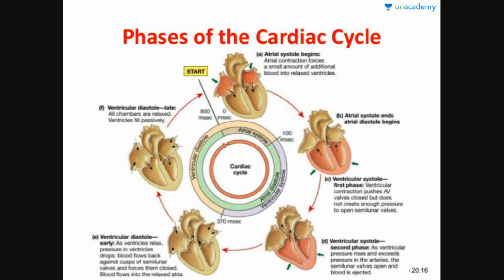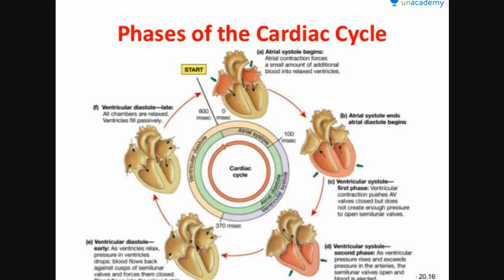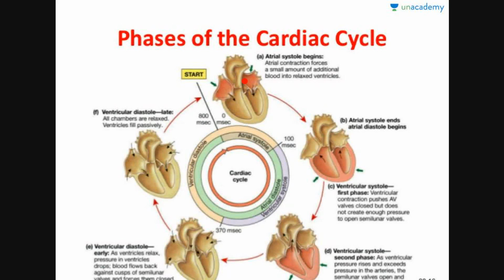Now we talk about the phases of cardiac cycle. Initially, atrial systole is there for 0.1 seconds. Now in the atrial systole we can see that these atria contract and the blood is poured into the ventricles.